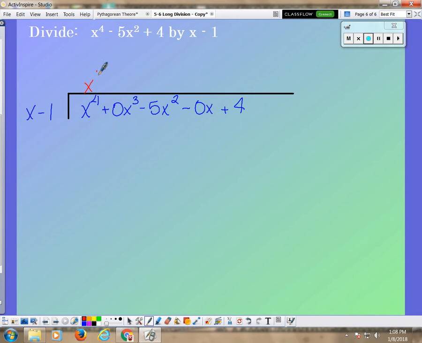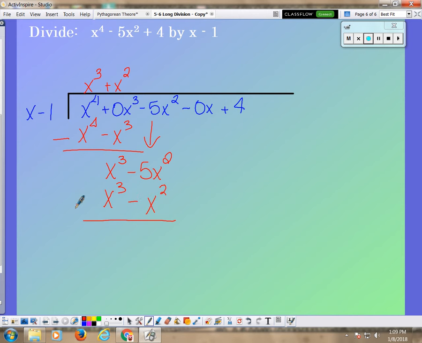I'm going to multiply by x cubed so that I get an x fourth minus x cubed. I subtract, the first two cancel, and this becomes a positive x cubed. I bring down the minus 5x squared. What do I need to multiply by? I need to multiply by an x squared, so plus x squared becomes an x cubed. Multiply again, minus x squared. Subtracting, this becomes 6x squared.